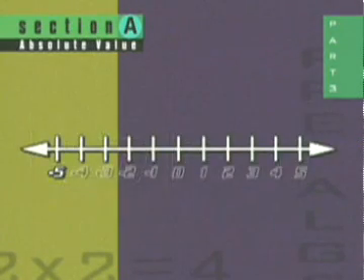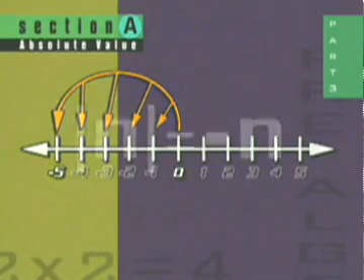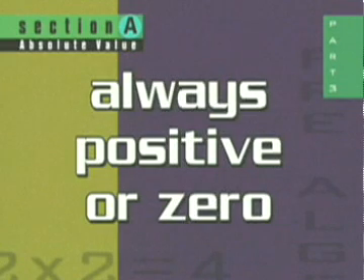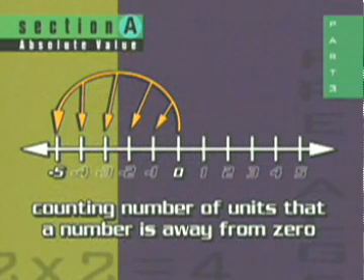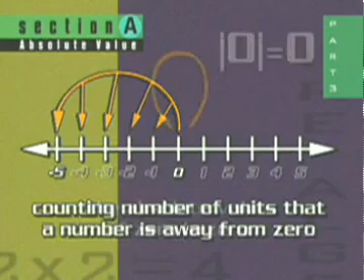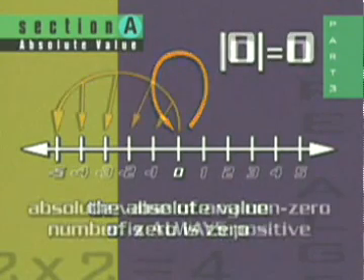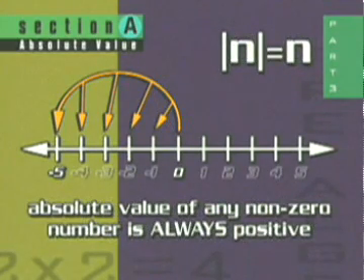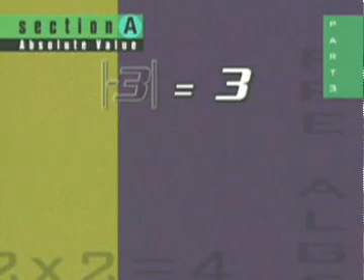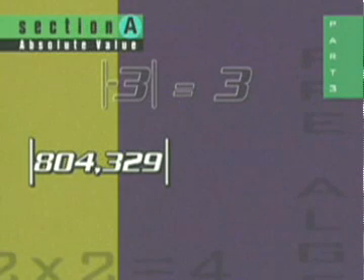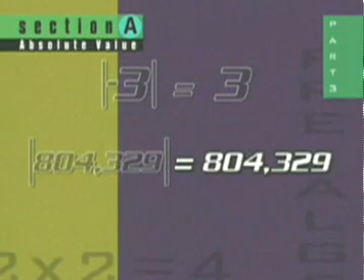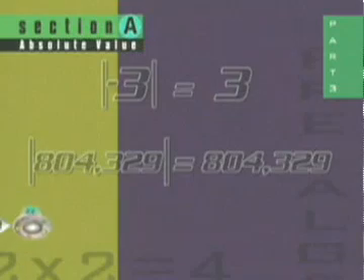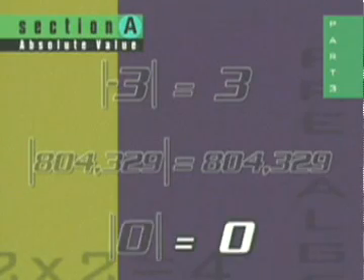Likewise, the absolute value of negative 5 would also be 5, because negative 5 is also 5 units away from 0. There's no such thing as a negative absolute value. It is always positive, or 0. We're simply counting the number of units that a particular number is away from 0. So the absolute value of 0 is 0, and the absolute value of any non-zero number is always positive. So the absolute value of negative 3 is 3. The absolute value of 804,329 is 804,329. And remember, the absolute value of 0 is 0.